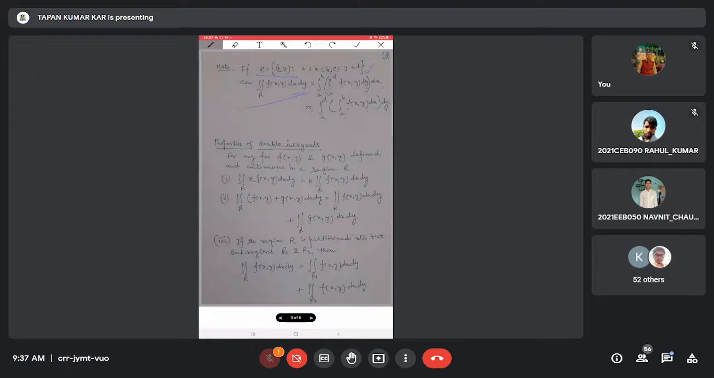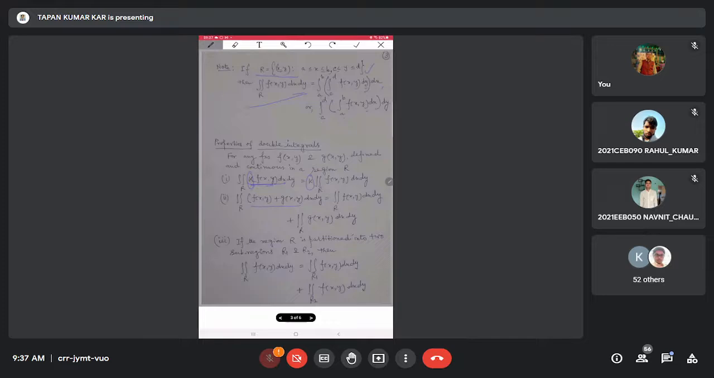And as you know some properties of the definite integral, here also there are some properties for the double integral. Simple properties. Suppose look at this: k is a constant, so k is independent of the limits. So you can take k outside the integral. Suppose k is a constant, say 5, you can take it outside.